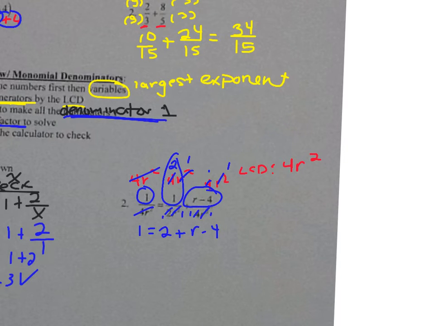All right, now we're going to solve this. So first combine like terms. So we have 2 minus 4 is negative 2 plus r. Add 2. R is equal to 3.